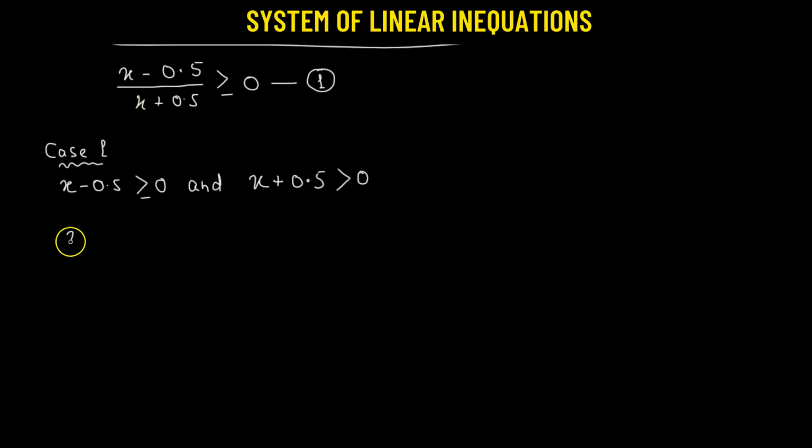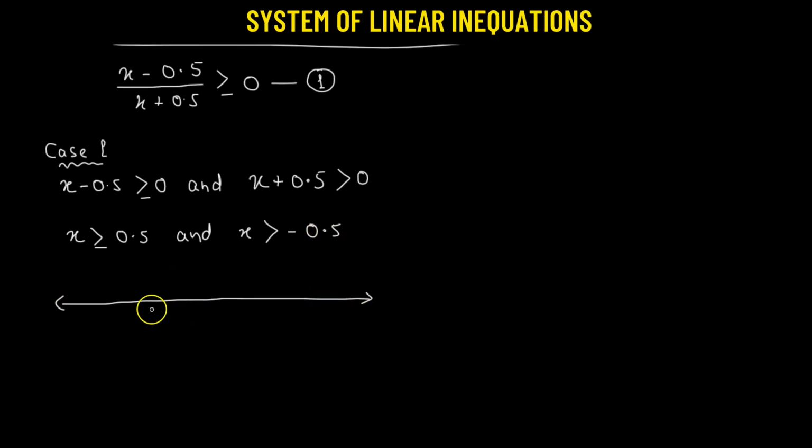So let's solve them. This gives us x greater than or equal to 0.5 and x greater than negative 0.5. To find the solution, we'll consider a number line. On the number line, we will consider x equals negative 0.5 and x equals positive 0.5. For the first inequality, x is greater than or equal to 0.5. That means all the values of x which start at 0.5 and go all the way up to positive infinity, lying to the right of 0.5, including 0.5.